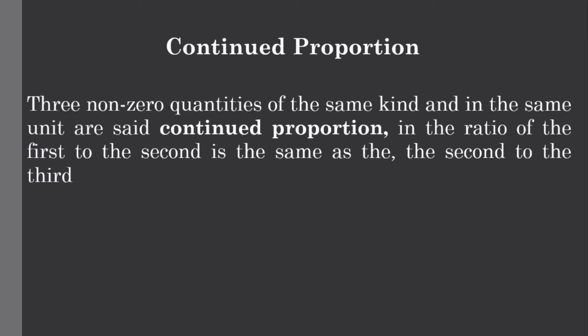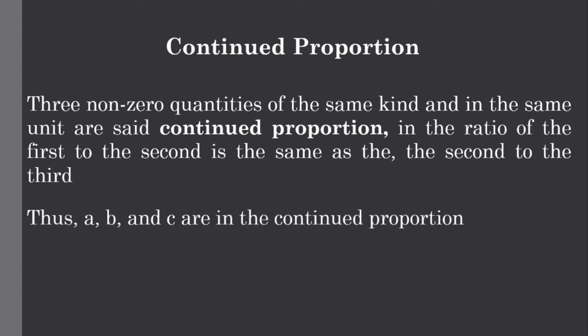Next is the continued proportion. Since there are many types of proportion, we only deal with the continued proportion because it's included in your syllabus. So let's learn what that is. Three non-zero quantities of the same kind and in the same unit are said to be in continued proportion if the ratio of the first to the second is the same as the ratio of the second to the third. That is, A, B and C are in continued proportion.